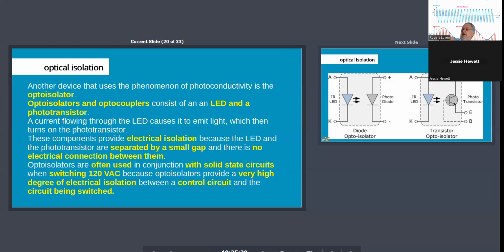The basic thing is it electrically isolates the two circuits. The current coming in through the LED is totally independent of whatever current is flowing through the transistor or diode on the output. So you can operate hundreds of volts on the output with 3 or 5 volts on the input.